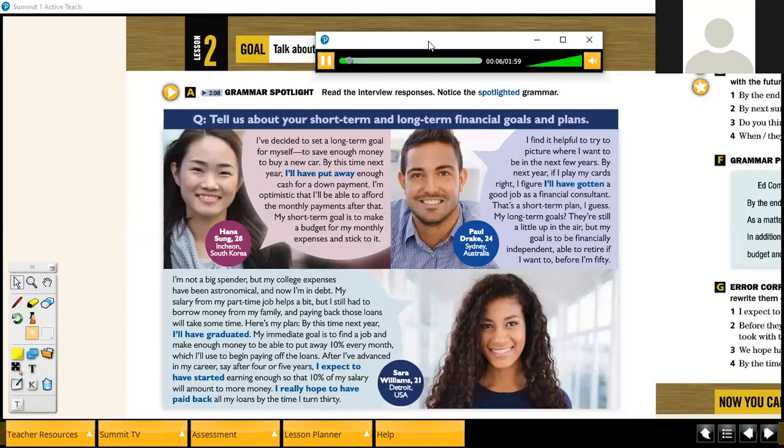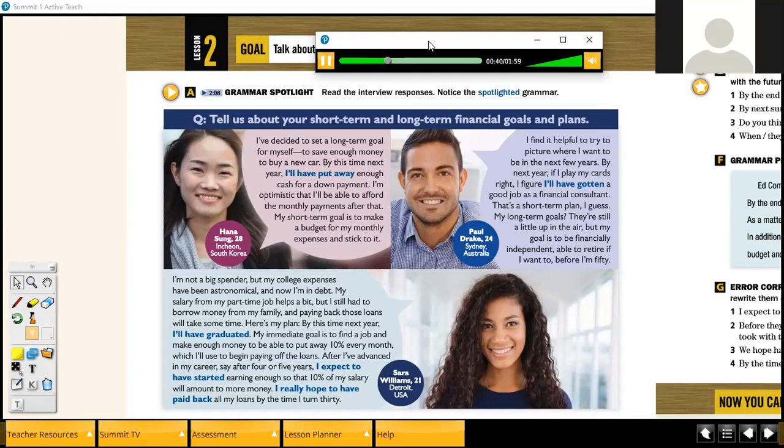Read the interview responses. Notice the spotlighted grammar. Tell us about your short-term and long-term financial goals and plans. I've decided to set a long-term goal for myself to save enough money to buy a new car. By this time next year, I'll have put away enough cash for a down payment. I'm optimistic that I'll be able to afford the monthly payments after that. My short-term goal is to make a budget for my monthly expenses and stick to it. Hana Sung, 28, Incheon, South Korea.